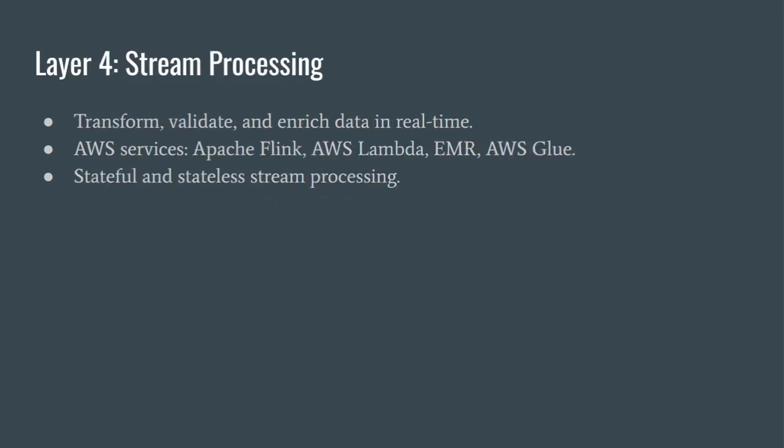The streaming process layer is the heart of your architecture. Here, you'll process the incoming data in real time, transforming it into a state that is consumable by downstream services. AWS offers various tools for processing.